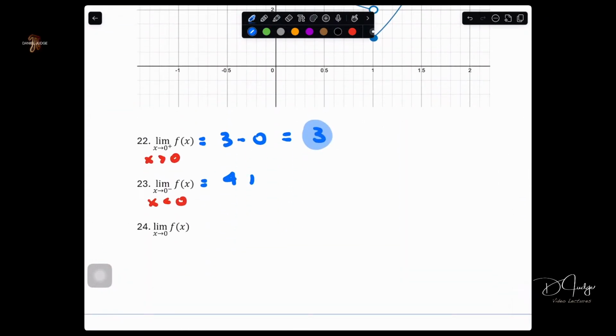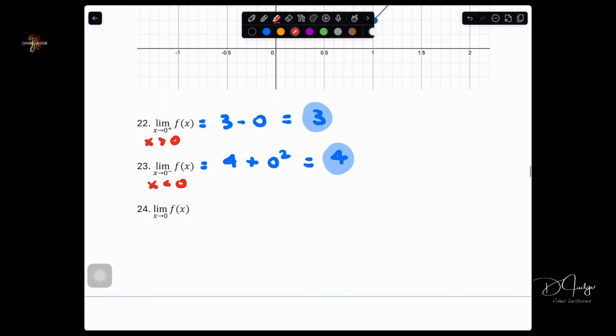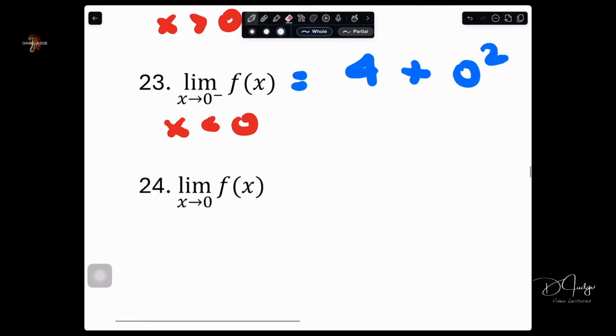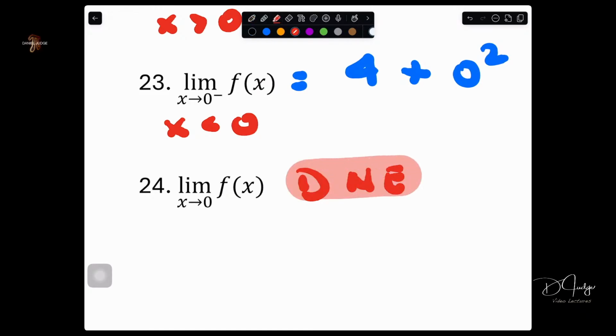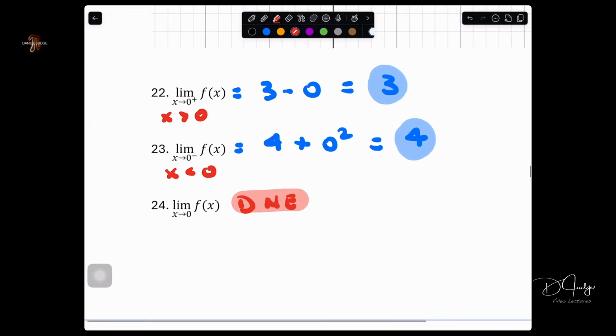So it's about, can you read your piecewise function? And then do some arithmetic. So, okay, the right-handed limit is 3. The left-handed limit is 4. These are not the same. So this limit does not exist at 0. So when you look at this general question, we know this does not exist, because the limits are different. Yes, they're both finite, but they're not the same.